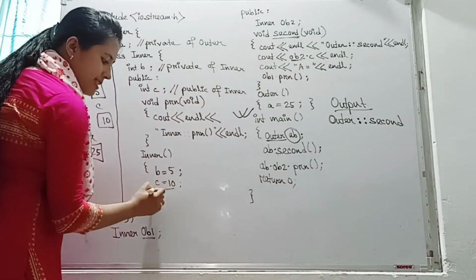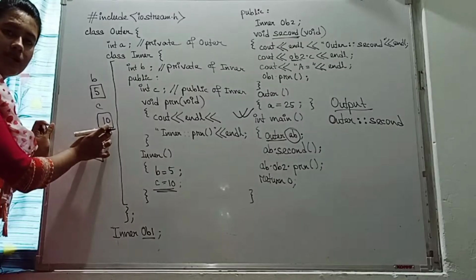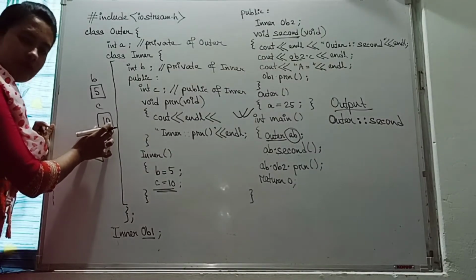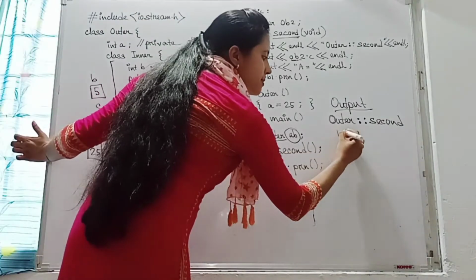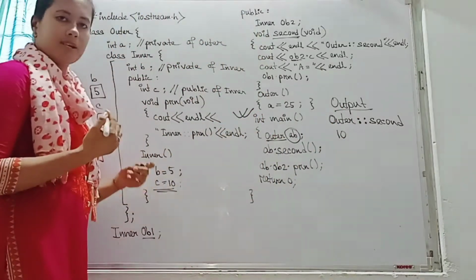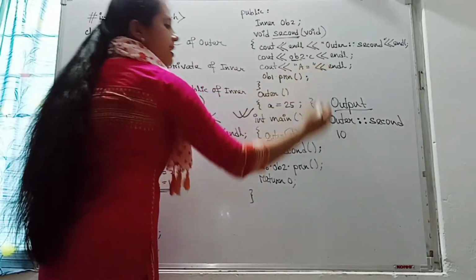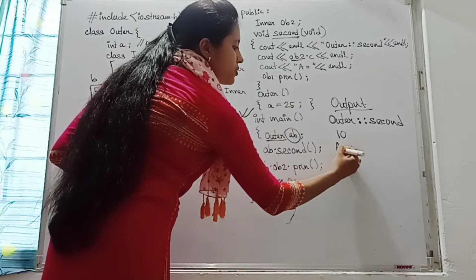ob2c is accessing this particular value. So c is already stored in the memory with the value 10, so here a simple 10 will be displayed. Okay. Now it will move to the next line, and here it is showing A equals to.